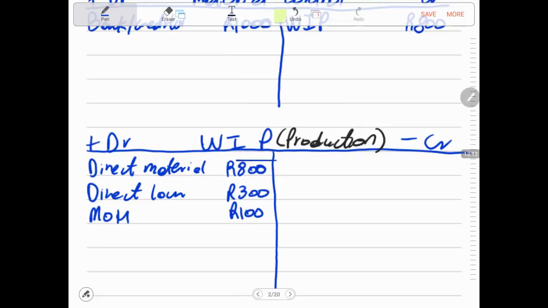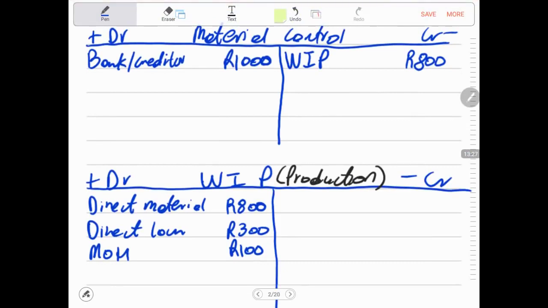And before we can produce or process this material, we need to have labor, we need to have our manufacturing overheads. So now meaning our product, when it has these three components, then it will become a finished product. Now let me go back again to my material control. Remember we had material that was worth 1,000 rand and we issued material worth 800, meaning now there must be a closing balance. So let us check now how much will be the closing balance of the raw material control.